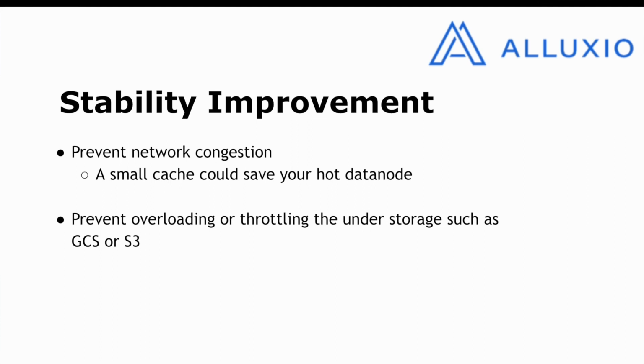If you have some really hot file to scan, you might overload some data node if you're using HDFS. If you're using S3 or GCS, it's probably the same thing, it might throttle the gateway or whatever. So you can just use the cache. It can reduce the number of requests to the hot data file, just because the hot file is always in the cache.